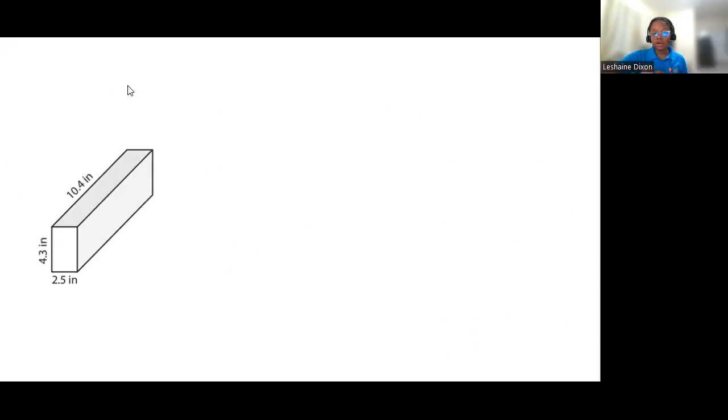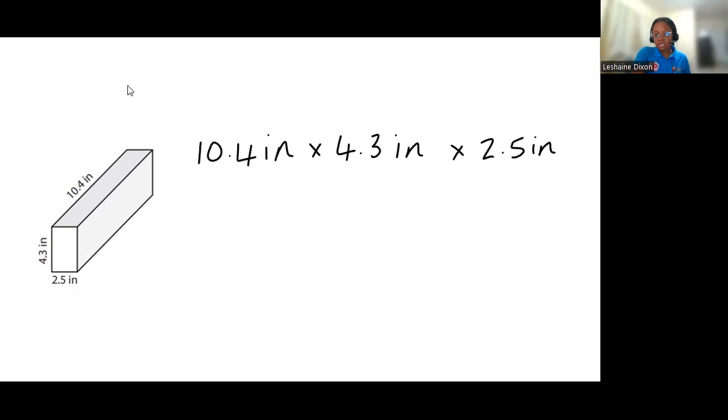All right, so now that we have found the surface area, we're going to just go ahead and calculate the volume. The formula is the same, the length multiplied by the width multiplied by the height. So all we have to do is go ahead and multiply our three numbers, 10.4 inches multiplied by 4.3 inches multiplied by 2.5 inches. And our final answer is 111.8 inches cubed.